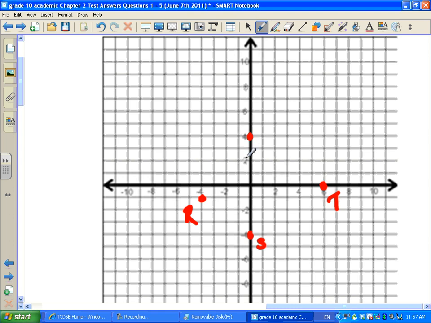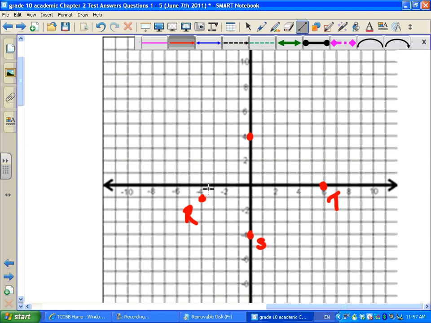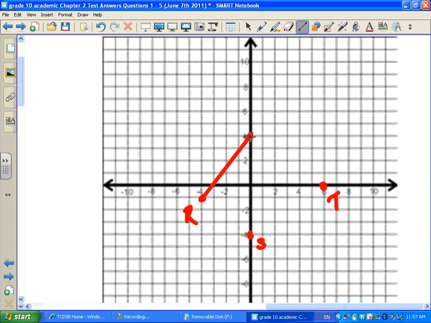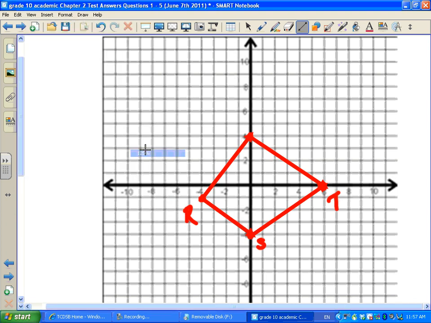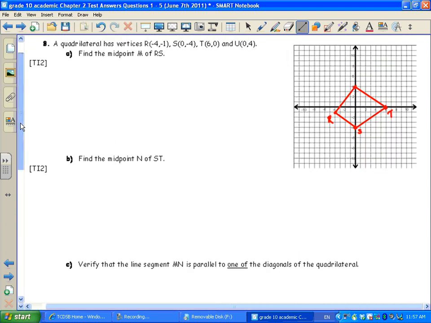All right. That's what it says. All right, it just says quadrilateral. It actually doesn't say that. Okay, so there's our quadrilateral. We've drawn it on there.